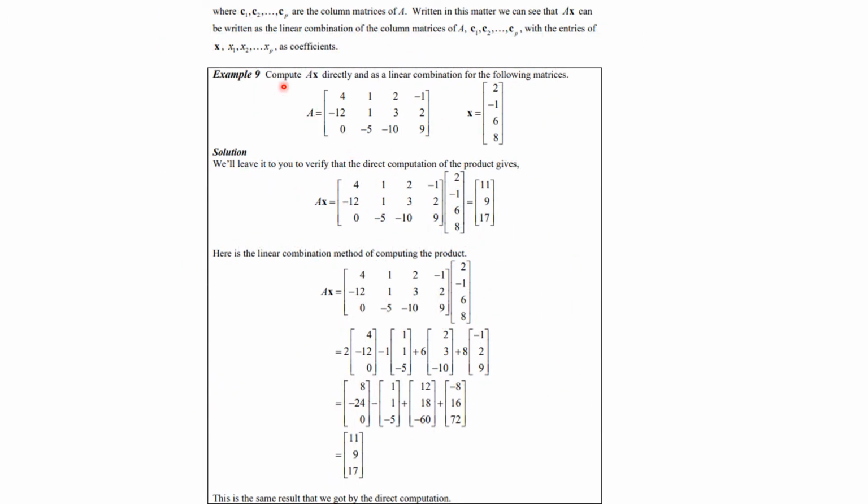And in fact, let's do that. We'll compute AX directly and as a linear combination for the following system. And so this is what we get for A times X, and here is the linear combination method of computing that product. So you see I'm taking 2 times the first column, minus 1 times the second column, 6 times the third column, and 8 times the fourth column. And then I do these scalar multiplications, add them together, and I get the same answer.